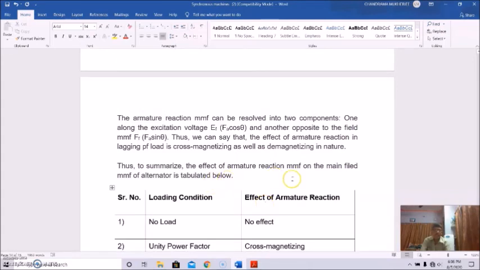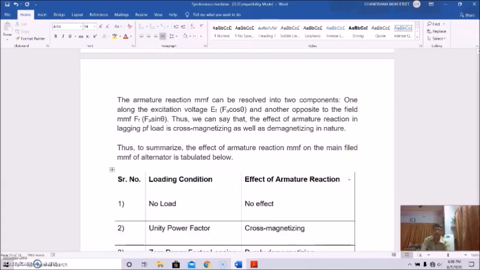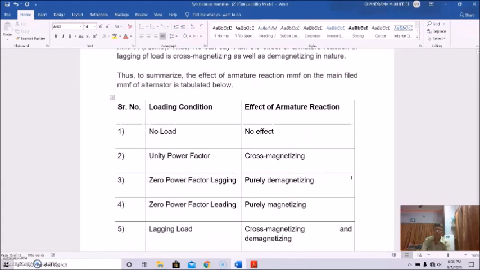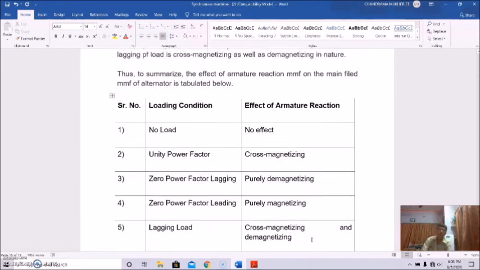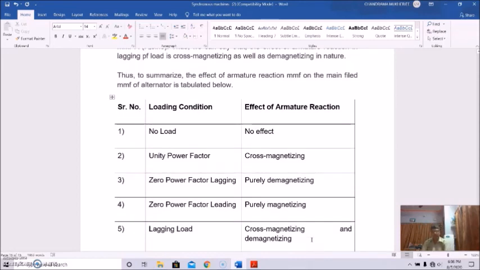So just to summarize the effect of the armature reaction MMF on the main field MMF of the alternator, it is tabulated here. In the no load condition, armature reaction has no effect. Unity power factor loading condition, cross magnetizing effect, zero power factor lagging, purely demagnetizing, zero power factor leading, purely magnetizing, and lagging load, both cross magnetizing and demagnetizing effect. So that's all about the armature reaction.